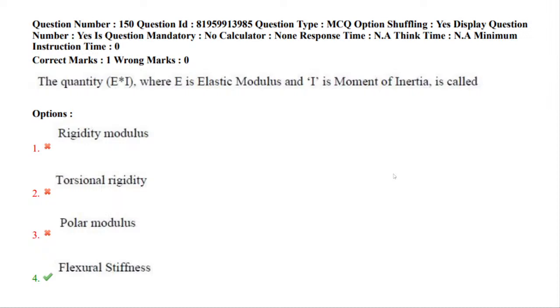Now this one, I hope it is very much straightforward. We need to understand that the EI value is given the name flexural rigidity, or flexural stiffness basically. Understood? So the answer for this question is the fourth option. Please write in the chat that screenshot taken, sir, for this question.